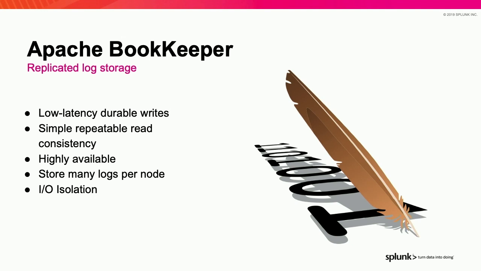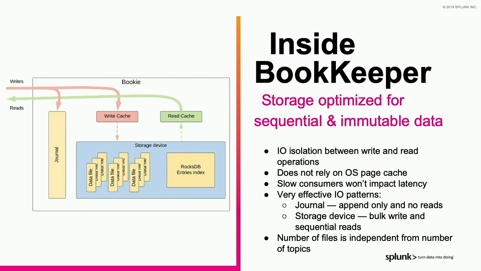What it gives you is highly available read consistency, and you can store many logs per node. You can even store millions of logs per node. It also provides IO isolation. IO isolation means that we can separate the write path from the read path in the bookies. By that I mean that the write latency and the write throughput is typically not gated by the fact that there are reads on that node.